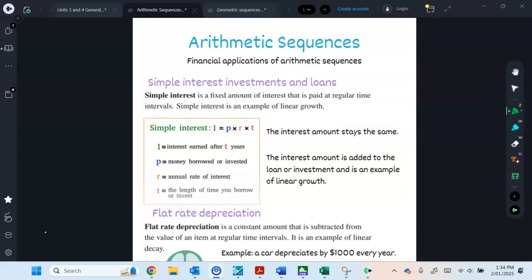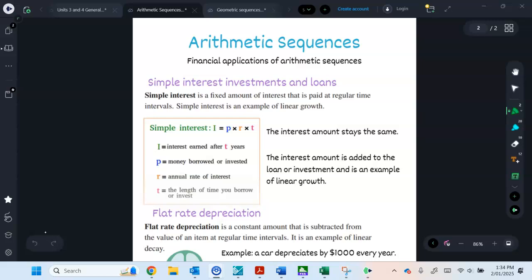So when we're looking at investments and loans, basically it's the same thing, but I shouldn't say it's the same thing, because it isn't. You'd much rather have an investment than a loan because it means you've got money, but the way we calculate it is pretty much the same, in terms of both of them being examples of growth, but we'll get back to that later. So simple interest, investments and loans.